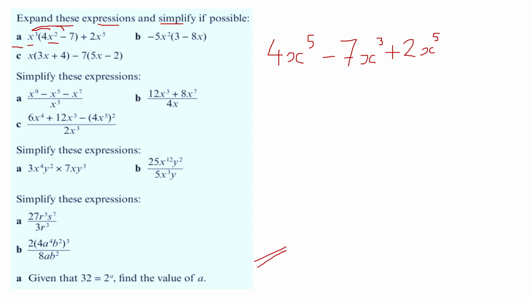Now I'm going to collect my like terms. So collect my x to the power of 5 terms together. 4x to the power of 5 plus 2x to the power of 5 is 6x to the power of 5, minus 7x cubed. So the answer for that one is 6x to the power of 5, not 3, minus 7x cubed. Sorry if it's a bit small, I apologise.